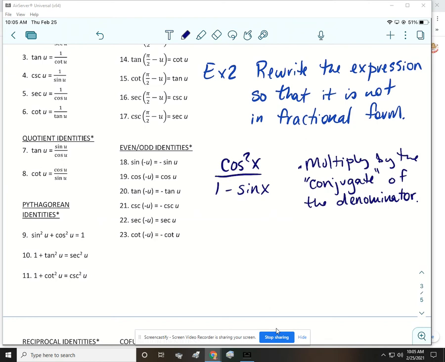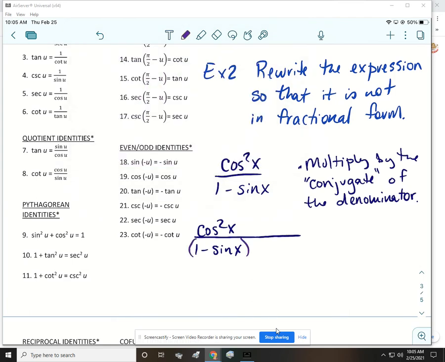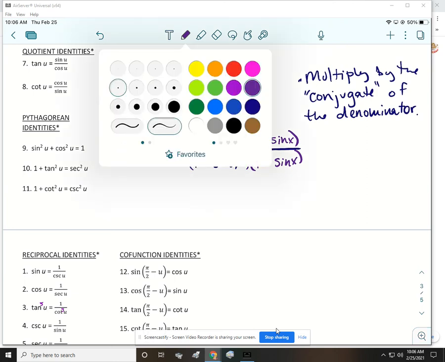So we're going to multiply by what's kind of like the conjugate of the denominator. If you guys remember conjugates, they have the same first part, but the in between is opposite. So this was the original problem. What I'm going to do is multiply the numerator and the denominator by what's kind of like the conjugate of the denominator, which is going to be 1 plus sine of x. And this doesn't change the value of the fraction because I did the same thing on the numerator and the denominator. It just changes the way it looks.